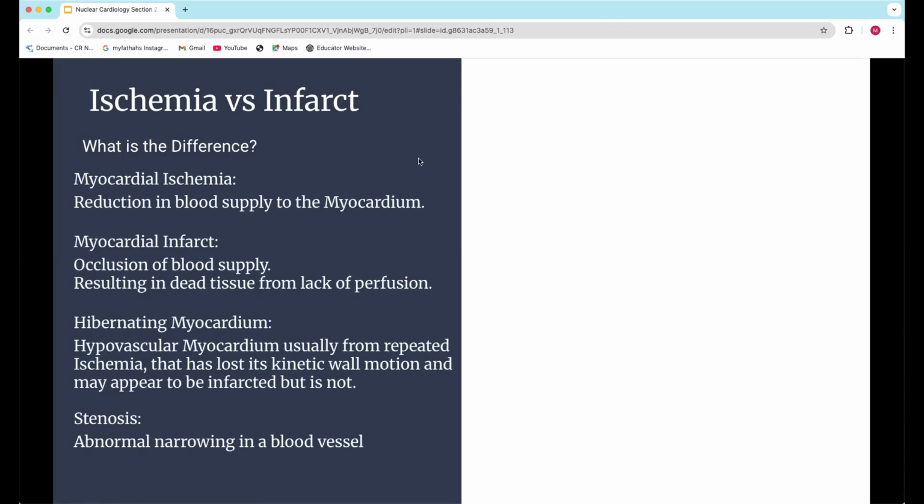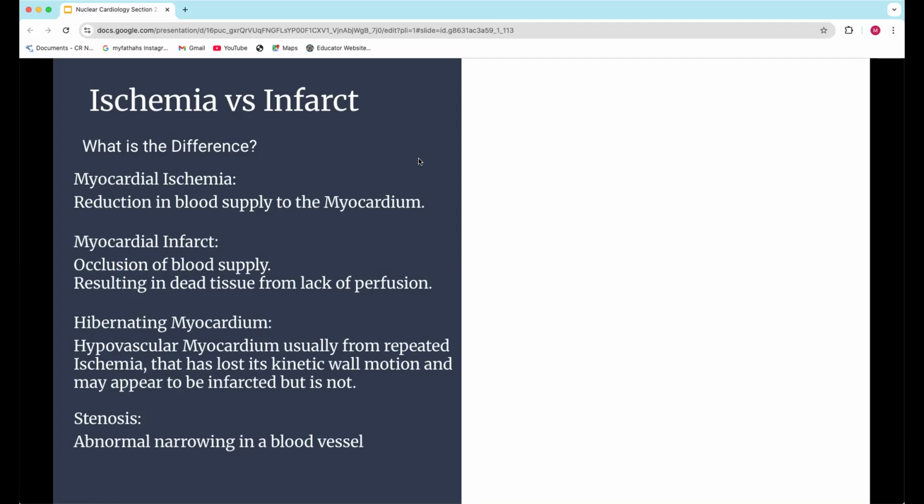Yeah, that's exactly right. So ischemia is a reduction in blood flow, and then that infarct is an occlusion of blood flow. And this part's important, resulting in dead tissue from lack of perfusion. So usually when we have an infarct, we're saying that tissue's gone, it's dead, it doesn't receive blood flow. Infarct can also just mean that there's an emergent occlusion of something that's not getting blood flow. When we look at images, I want you to think more in terms of that tissue is not functioning.